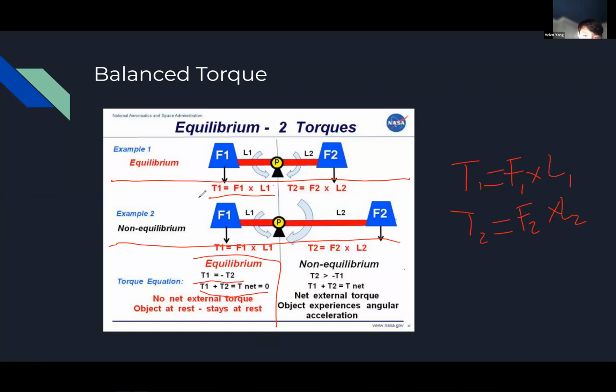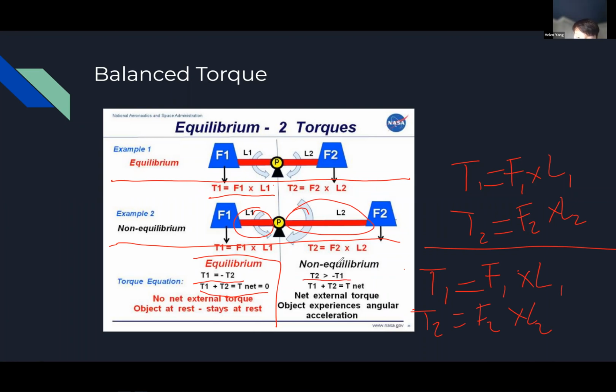And then for this one right here, torque 1 is equal to force 1 times length 1, and torque 2 is equal to force 2 times length 2. But you can see that the distances are different. So torque 2 is definitely going to be bigger than torque 1. So instead of the sum equaling 0, there will be a net torque. Since there's a net external torque, the object experiences angular acceleration.